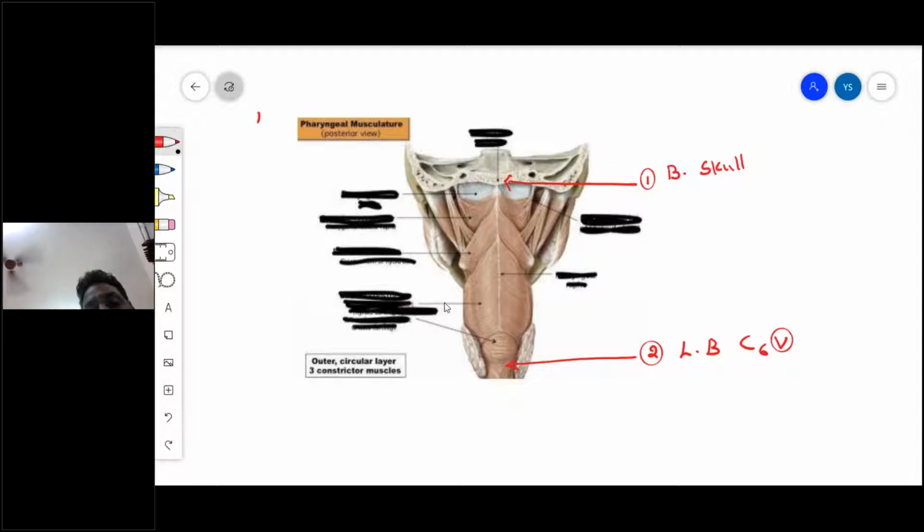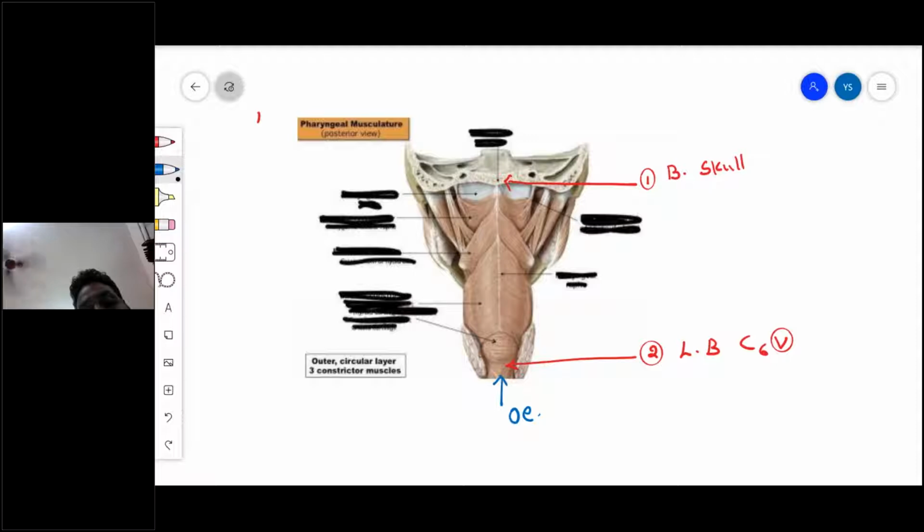Already I told you, the pharynx is made up of muscles and membranes. That's why it is called a musculo-membranous tube. Another point: at the second arrow, at the lower part, it is continuing with the esophagus, which I am showing with the blue arrow. That junction is called the pharyngo-esophageal junction.